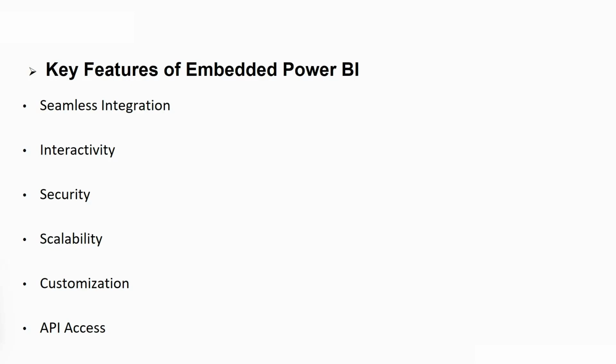Developers have the flexibility to customize the look and feel of the embedded reports to match the branding and user experience of their application. The next one is API access. Comprehensive REST APIs allow for automation and custom integration, including managing datasets, reports, dashboards, and user permissions.